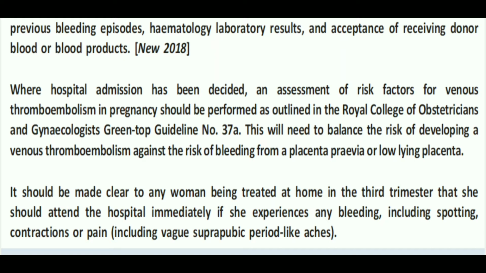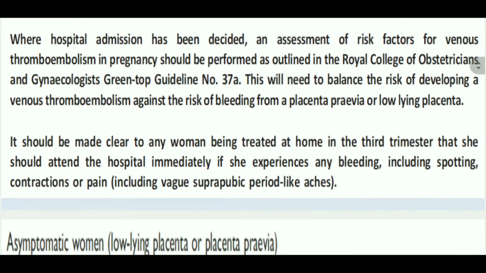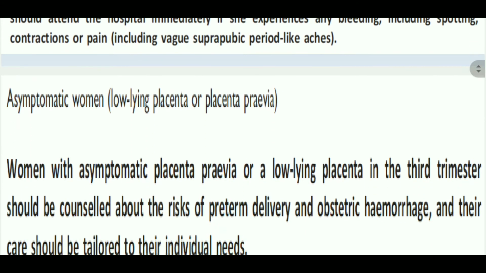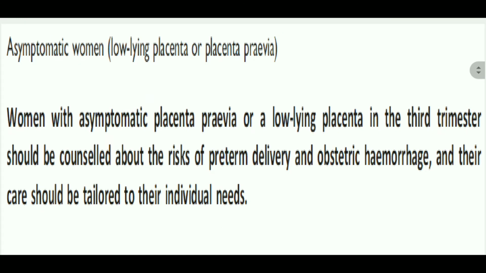And it's also important that for women who are treated at home in the third trimester, we should advise her that she should attend hospital immediately if she experiences any bleeding, including spotting, contraction, or pain, including suprapubic period-like aches. So how would we do counseling of the asymptomatic patients with the low-lying placenta or placenta previa? We have to tell them: women with asymptomatic previa or low-lying placenta in the third trimester should be counseled about the risk. About the risk of what?